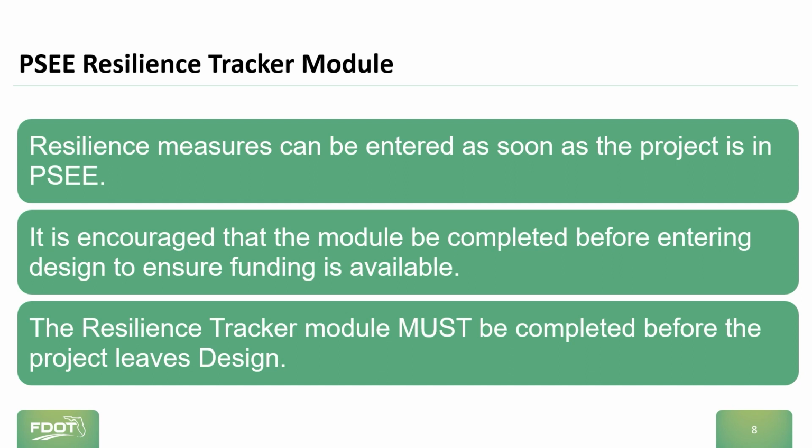However, if you are working through the design of a project and find that you want to add a resilience measure originally excluded, or one that is not listed, you are able to make the change. You should add the new feature or features to the module as soon as you can.